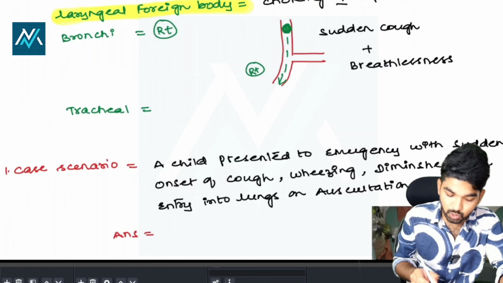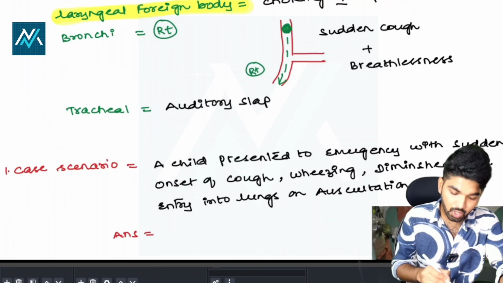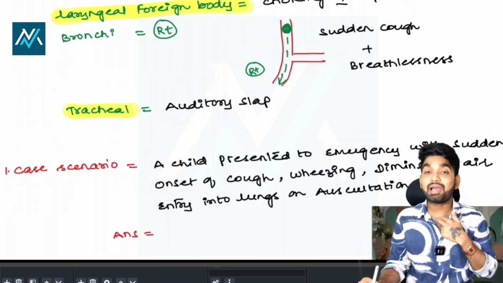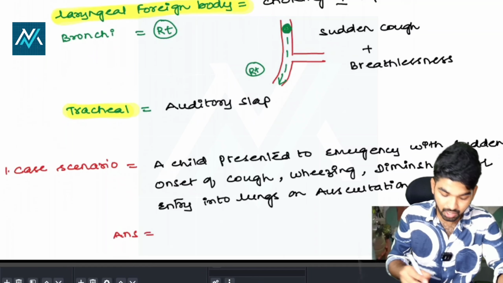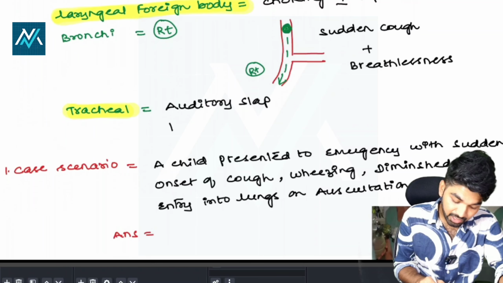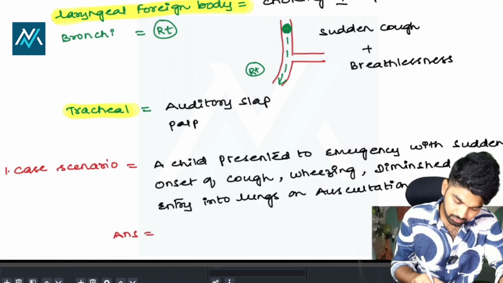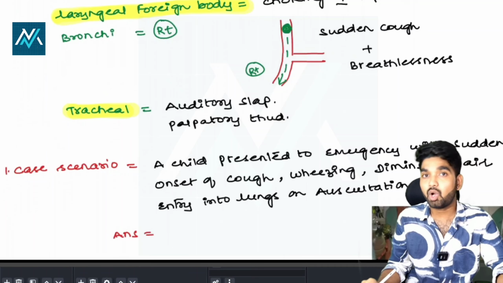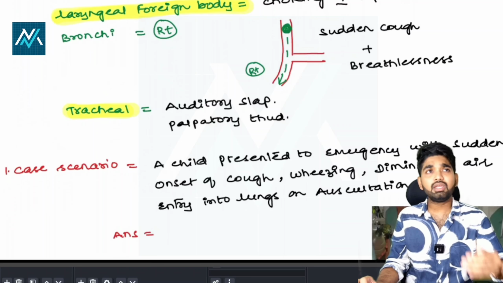Now that dancing of the foreign body inside the trachea will create a sound which I can hear. So that is called auditory slap. Clear? And when you take your fingers and palpate the trachea, you can also feel the foreign body dancing inside the trachea. So that is called palpatory thud. Very important. So these are the two important things that I will think of immediately for a tracheal foreign body, right?